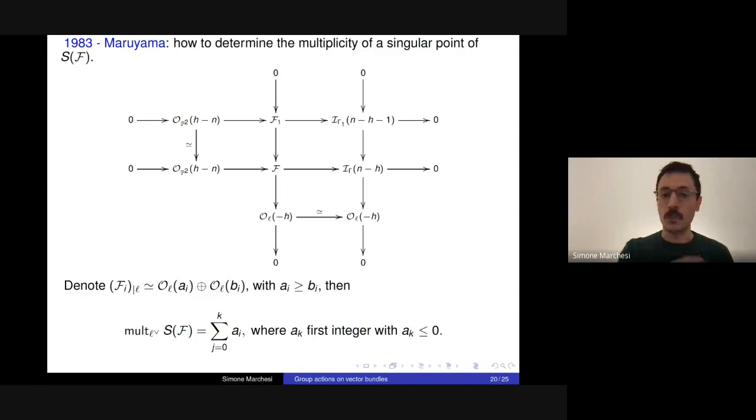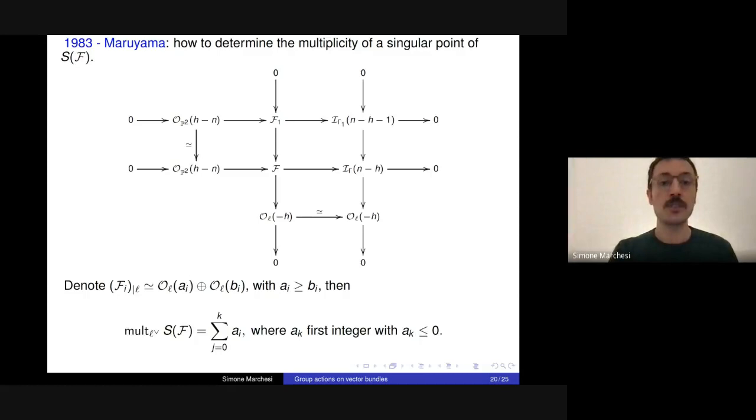If you have a splitting type on L, then you have a surjective map from F to O_L(-h). Take the kernel. This is another vector bundle. And usually, this short exact sequence that you see here in the middle of this diagram is called an elementary transformation. So do an elementary transformation and consider the same line L that you considered before.